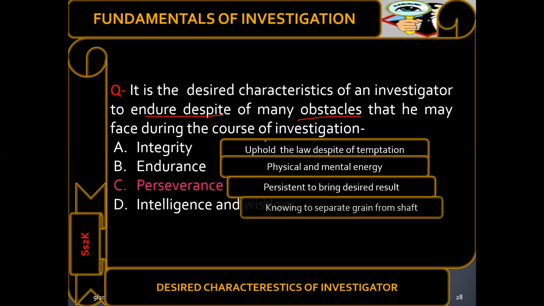We have also intelligence and wisdom. That is the capacity of the investigator to separate grain from chaff. Dapat alam mo kung sino ang nagsasabi ng katotohanan at pawang katotohanan lamang at kung sino ang magsasabi ng kasinungalingan. Kaya mong i-separate yung ipa doon sa bigas.